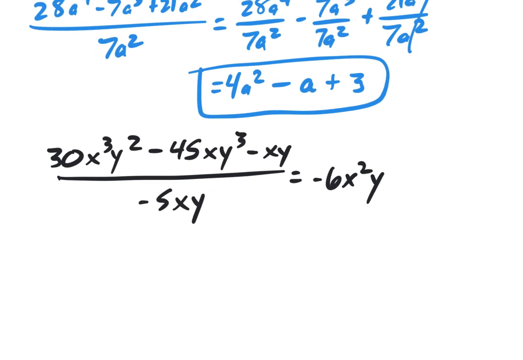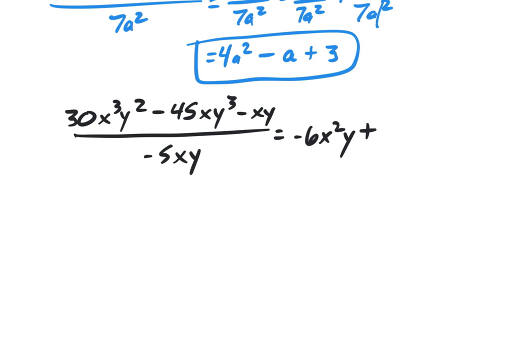Okay, and then on this one, you got to be really careful of the signs. So now we're focusing on the second term divided by the bottom. The second term is negative, the bottom is negative, so when I take a negative divided by a negative, this would now become a positive. 45 divided by 5 would become 9. The x's are going to knock each other out because we have an x on top and x on bottom. We have 3 y's on top and 1 y on bottom. So that'd be 9y squared.